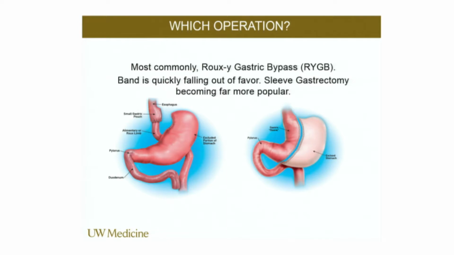It's still most commonly the gastric bypass worldwide. This year was the first year that in the United States, the sleeve gastrectomy actually took over as the most commonly performed operation. So the sleeve is really exploding in popularity and utilization, and the band is quickly falling out of favor. If we look forward at where most of the outcome studies and research are going to be looking, I think it's going to be comparing the gastric bypass with the sleeve gastrectomy.